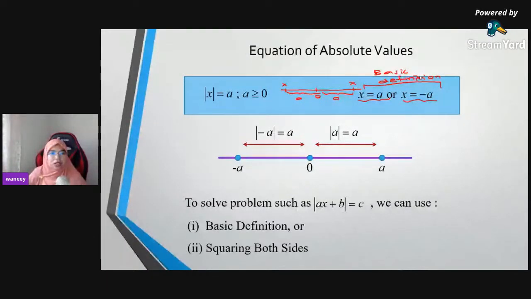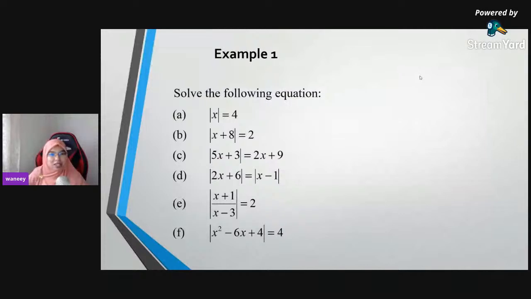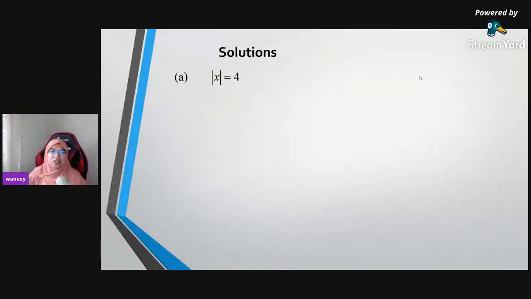Okay, so now we have example 1, solve the following equation. Let me do perhaps around two for you and then I let you do C, D, and perhaps E, I'll show it for you. F, you can do that. Let me show you how to do A first. A is the easiest one. So the modulus of x is equal to 4.